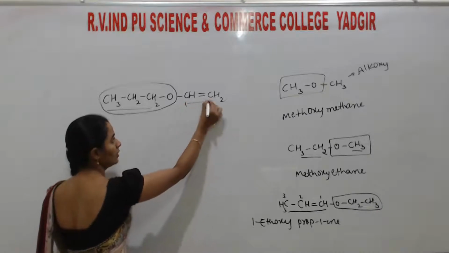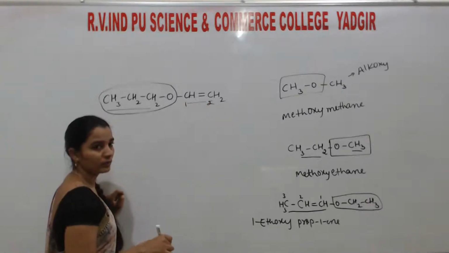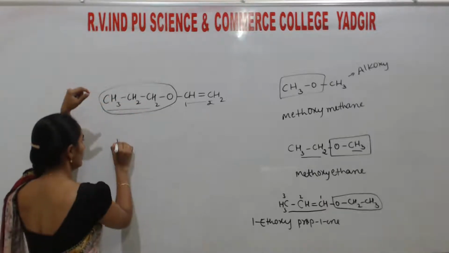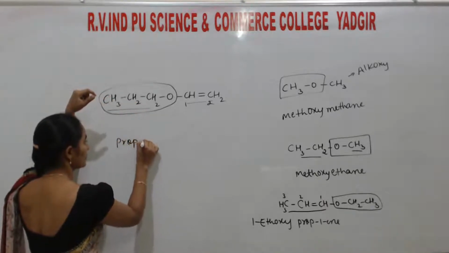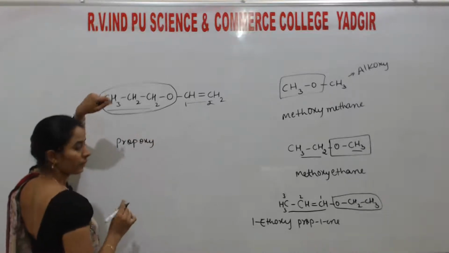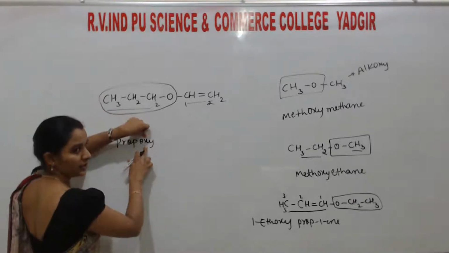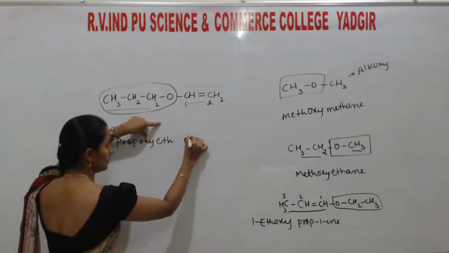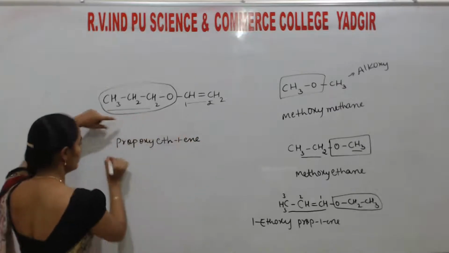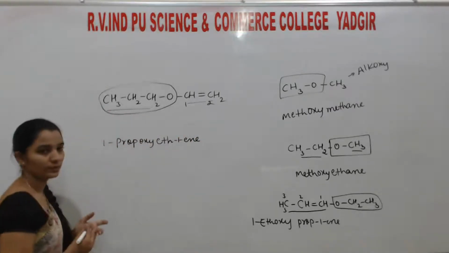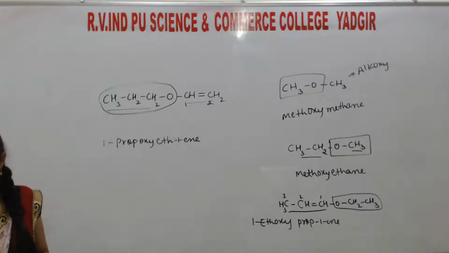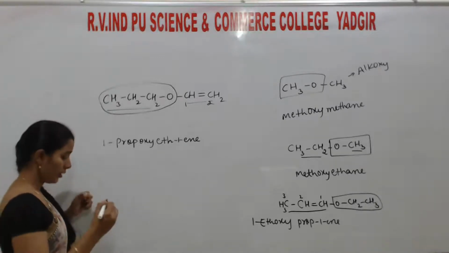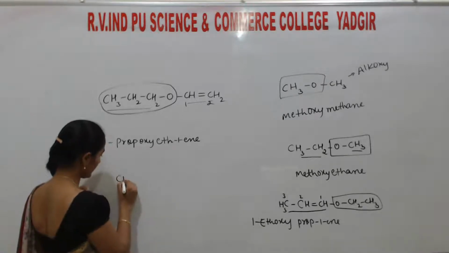So here it is 1, here it is 2. Understand? Then this becomes 1, 2, 3. That is propoxy. Okay? Parent chain is ethene. That is our first position. Here is also the first position. Understand? Next.